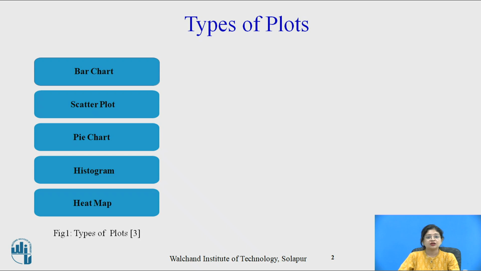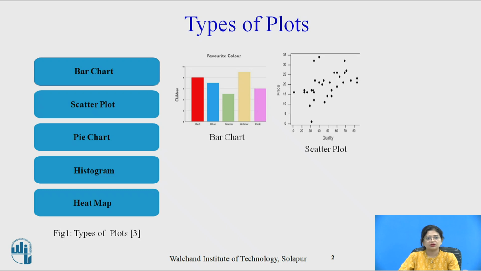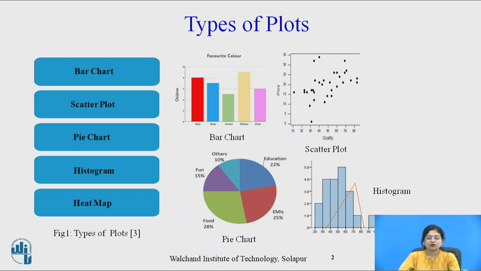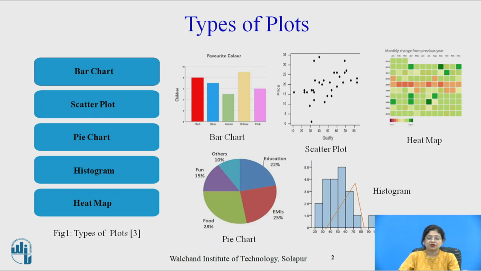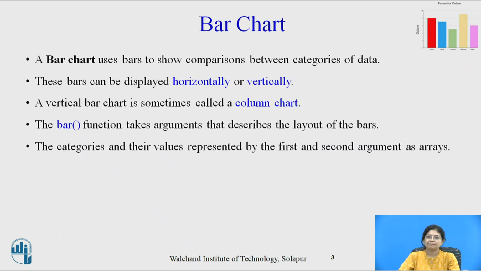So let's see various types of plots. There are many types of plots and these can be implemented using the Matplotlib library. There are charts like bar chart, scatter plot, pie chart, histogram and heat map. In this video, we are mainly focusing on bar chart, scatter plot and pie chart. So let's start with bar chart.